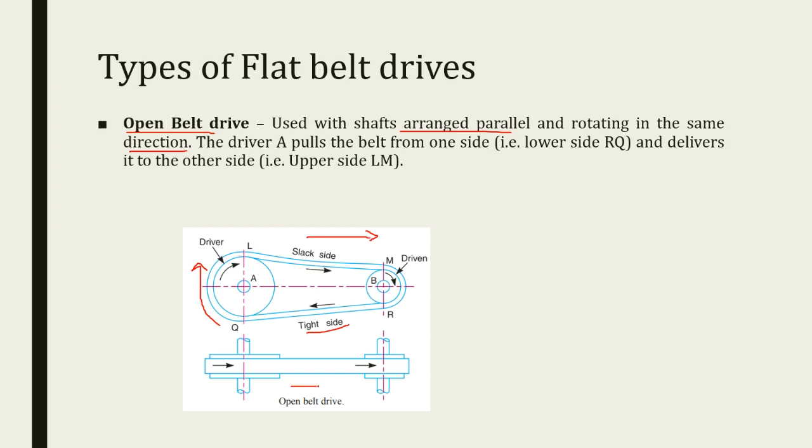So this image is a top view of the belt drive. The driver A, here, pulls the belt from one side, and that is the lower side RQ, and delivers it to the other side, that is the upper side LM. The lower side in this particular figure is called the tight side, and the upper side is called the slack side.